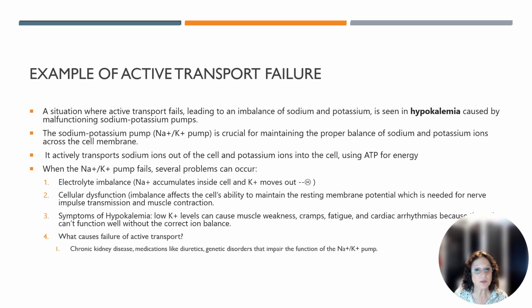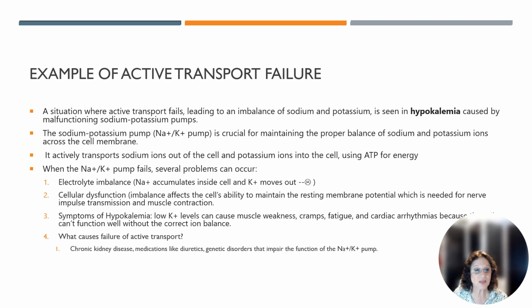Some of the symptoms that we see in hypokalemia, which is low potassium levels in the blood, because whenever you see emia, that's what it means, in the blood. It means that we're going to have not enough potassium in the blood, right? And it can actually end up causing muscle weakness. And again, that's because it's negatively impacting the nerve impulse to the muscles. That can cause cramps, fatigue. It can even be bad enough that it impacts the heart muscle so that the person ends up with cardiac arrhythmias because it can't function well without the correct ion balance.